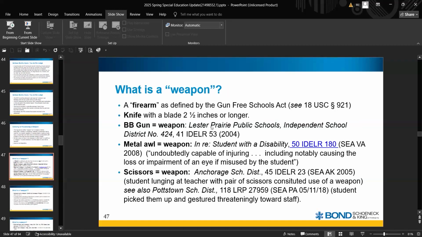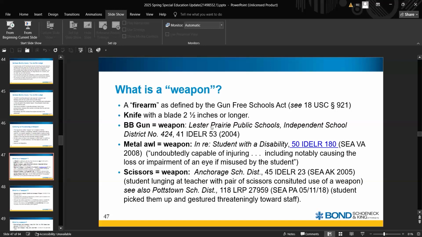So a firearm is defined by the Gun-Free Schools Act. I didn't include that whole definition here, but a firearm is what you think it is. Okay. Also includes things like explosives. A knife with a blade of 2 1/2 inches or longer. A BB gun has been found to be a weapon. A metal awl. I don't know, some of you may or may not know what a metal awl is. It's a slender little metal stick with a point at the end of it.